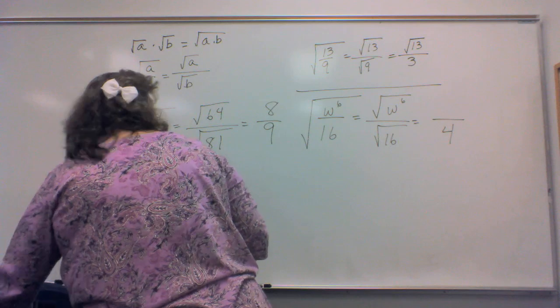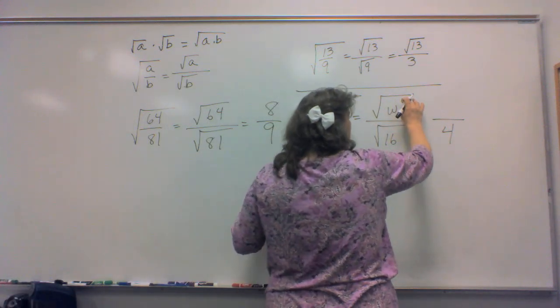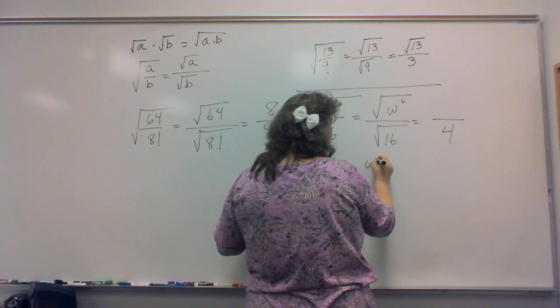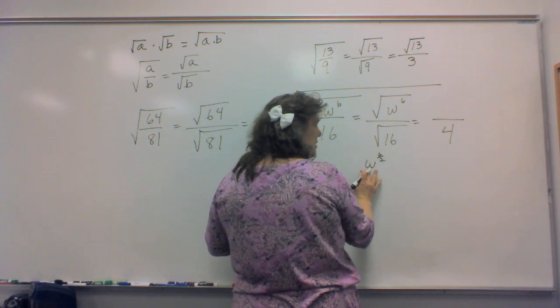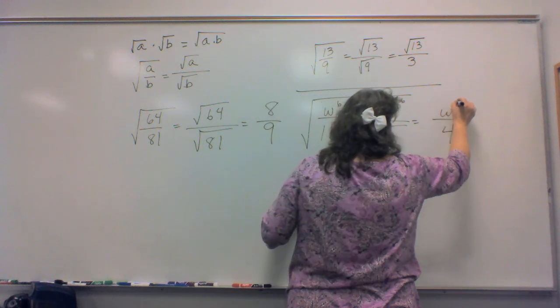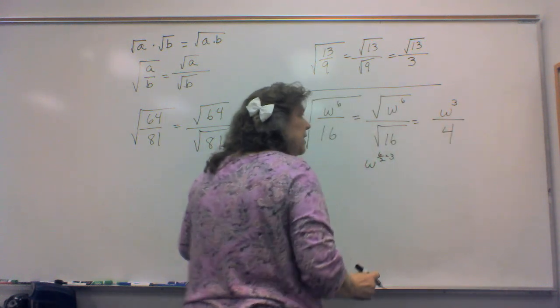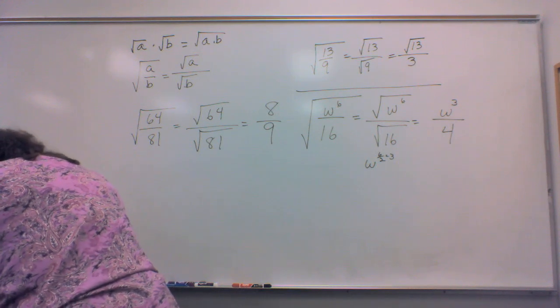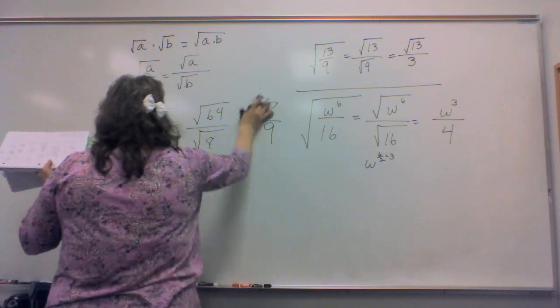Remember, 6 divided by 2 is 3. Or you can look at w to the 6 halves, and simplifying that fraction gives you 3, so w to the 3rd power. That's all the farther you can go, because we don't have anything else. Okay, let's look at another one.